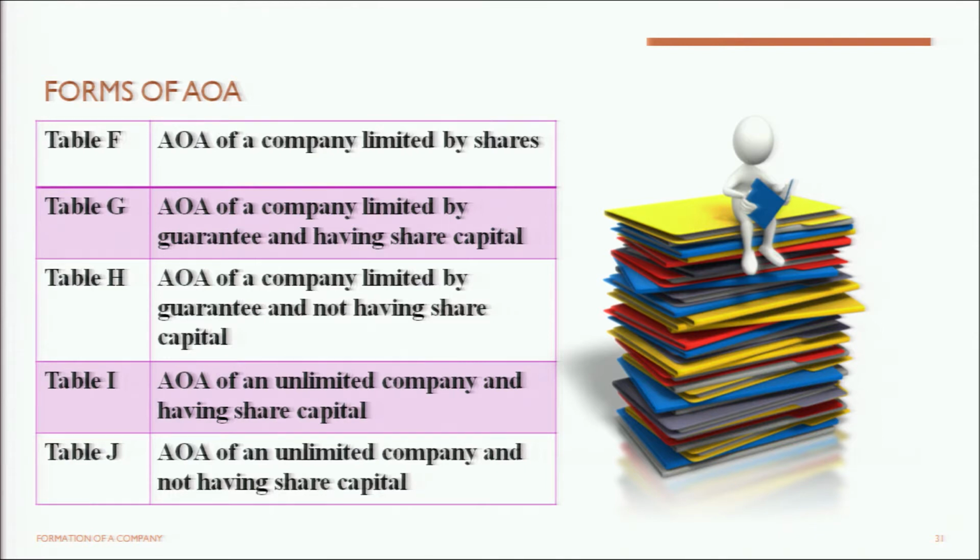If your company is an unlimited liability company and has share capital, you can resort to Table I. And lastly, if your company is an unlimited company not having share capital, which means a pure guarantee unlimited company, you can resort to Table J. One must strive to follow the model forms provided in Tables F, G, H, I and J, but certain modifications are permitted. If a promoter wants to make certain changes, the changes are allowed.